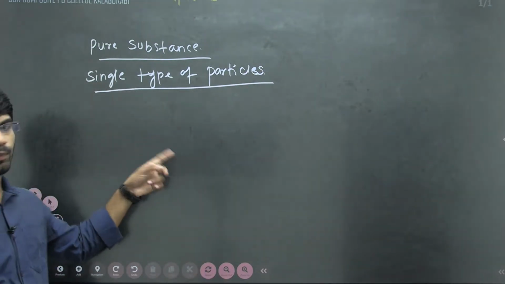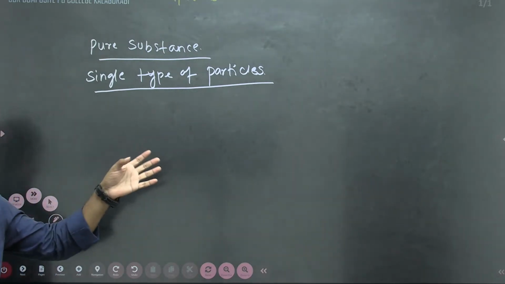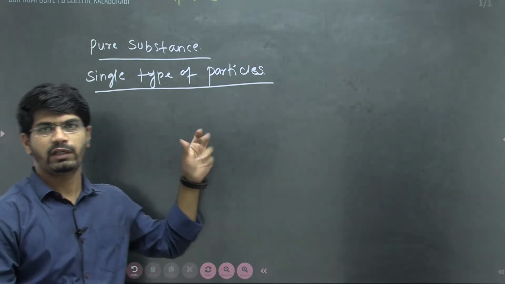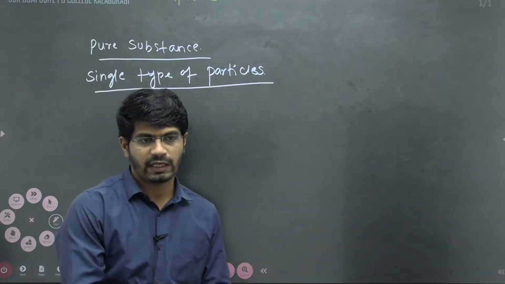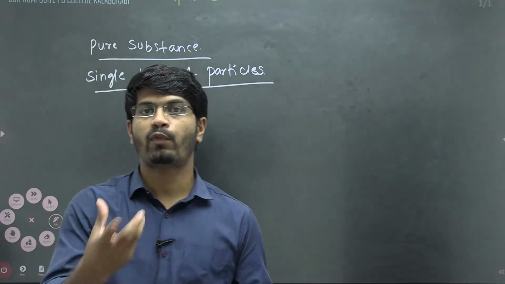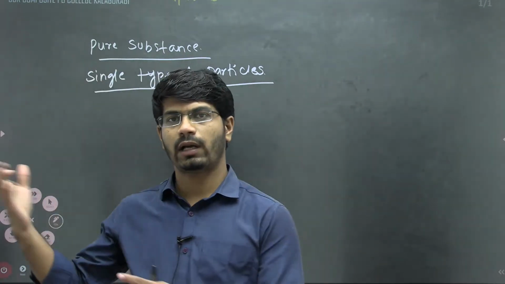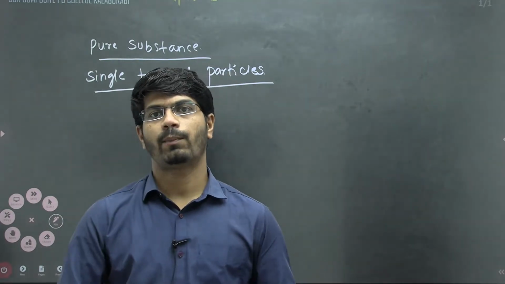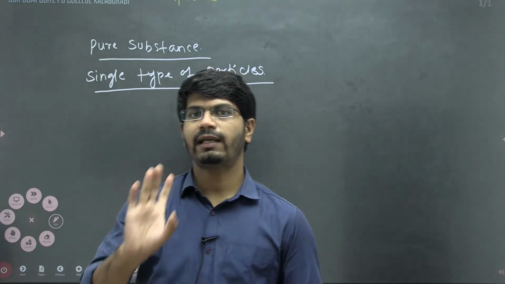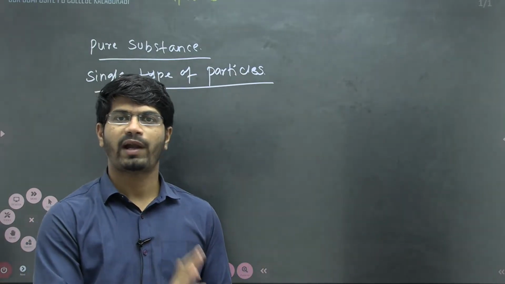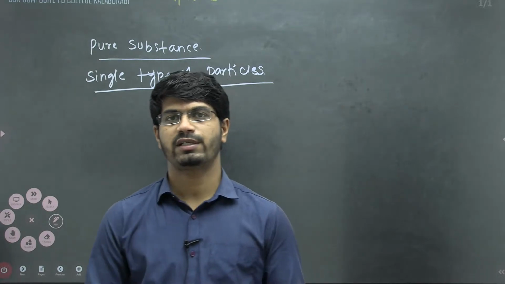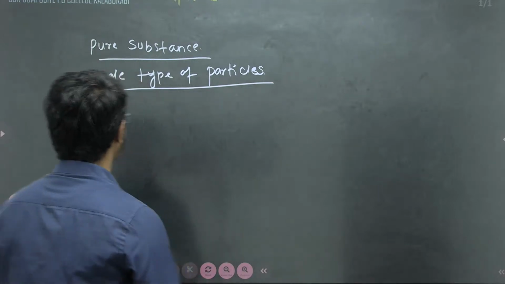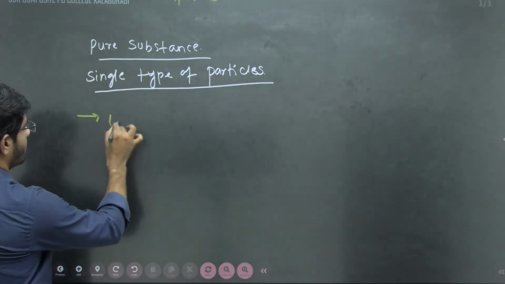What does single type of particles mean? It is present in a very pure form. Single type means it may consist of only one type of atoms or one type of molecules. If it is one type of atom, then it will be an element. If it contains one type of atoms combined, then it may be a compound. If similar types of atoms or particles are present, then it will be a pure substance. Under this pure substance we have elements.